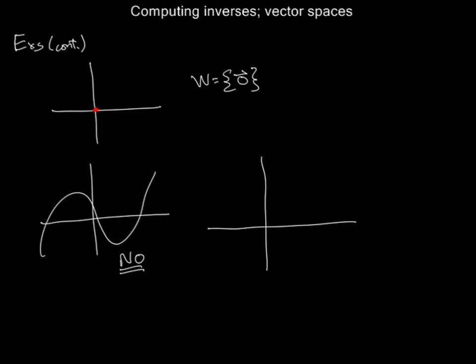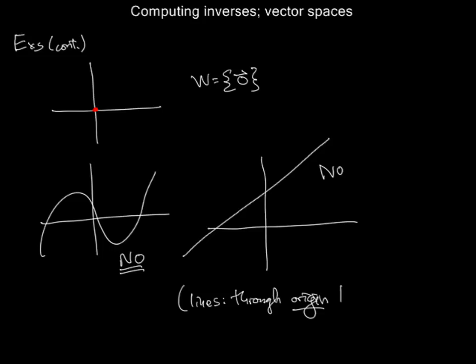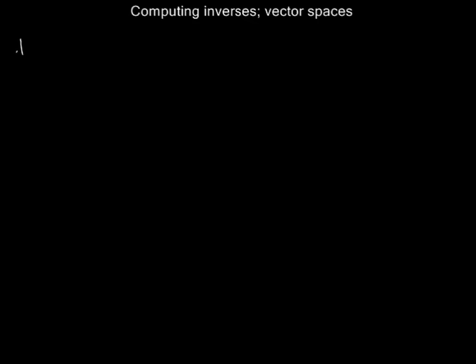Here's a non-example. If you take something curved. But here's another non-example which is maybe slightly less obvious. If you take a straight line but it's not through the origin, that's not a vector space. Because, for example, if you multiply one of those vectors by 0, you get the 0 vector, but that's not on the line.